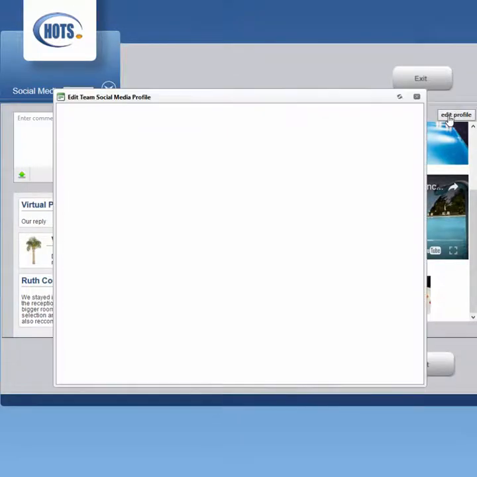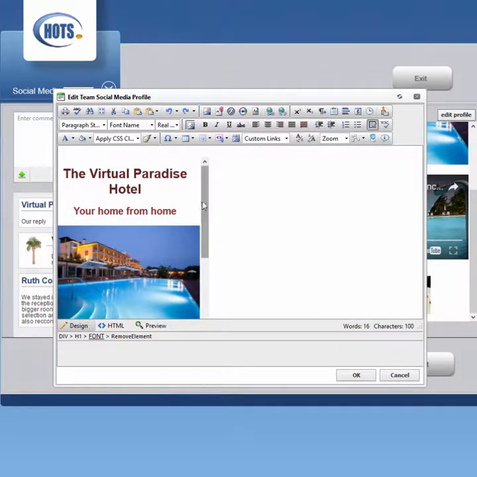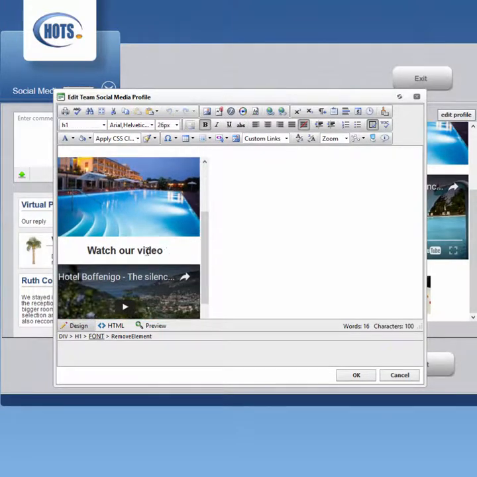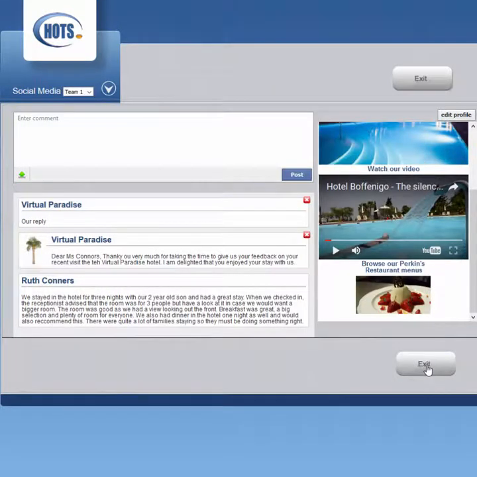Click the edit profile button. This is a standard content management screen. So here I can upload pictures, I can upload documents, I can link to videos, and of course I can adjust the text and the headings and so on in standard format.